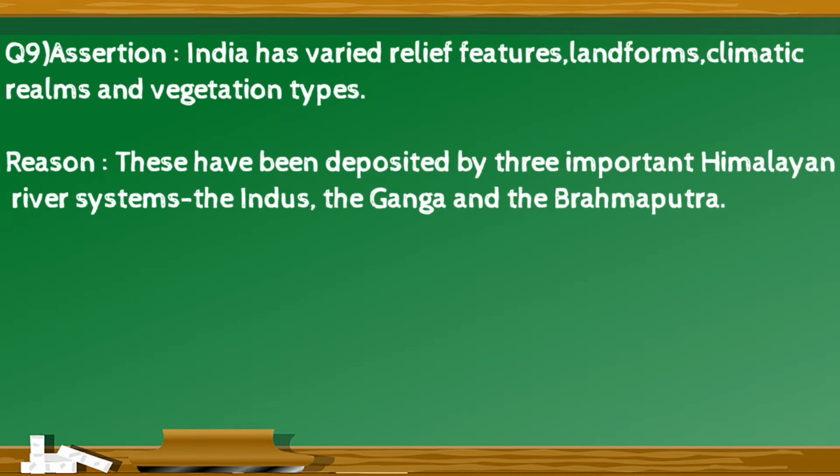Question 9. Assertion: India has varied relief features, landforms, climatic regimes, and vegetation types. Reason: These have been deposited by three important Himalayan river systems, the Indus, the Ganga, and the Brahmaputra.